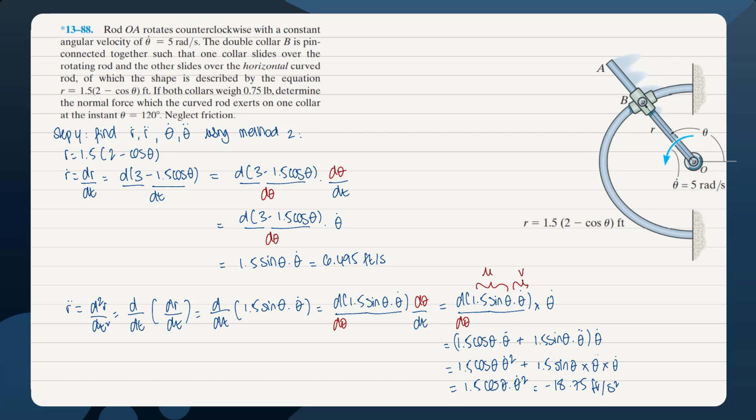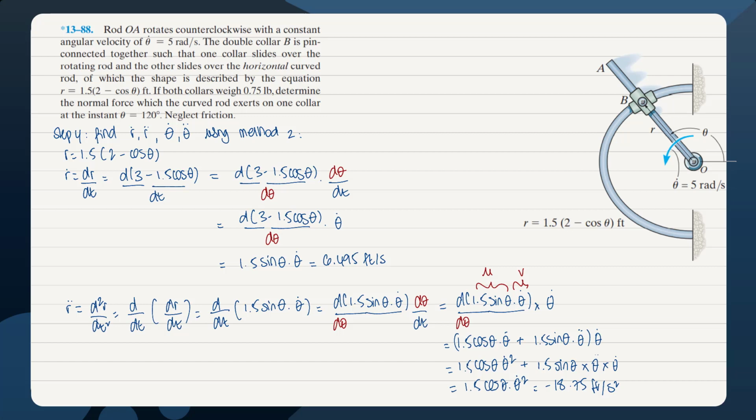And since theta double dot is equal to 0, we can get rid of the second term, which cancels out, and we're left with the first term, which is 1.5 cosine theta, theta dot squared. So that's the expression of r double dot. If we want to get the value of r double dot at the specific instant, we simply need to replace theta and theta dot with their values, and we end up with r double dot equal to minus 18.75 feet per second squared.